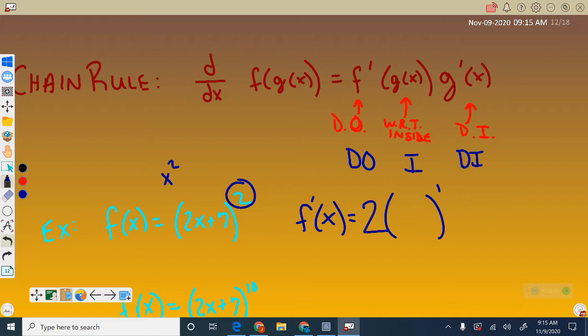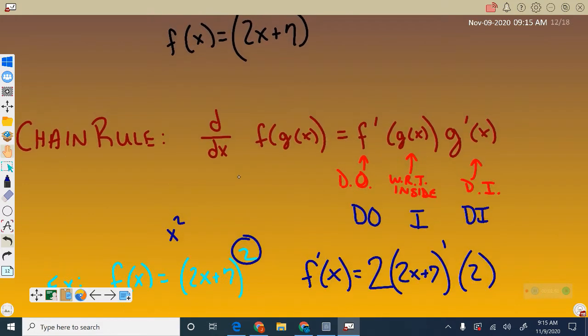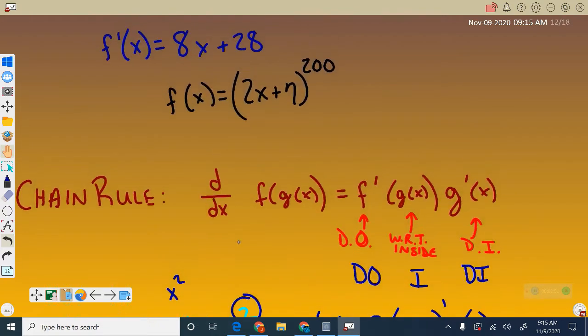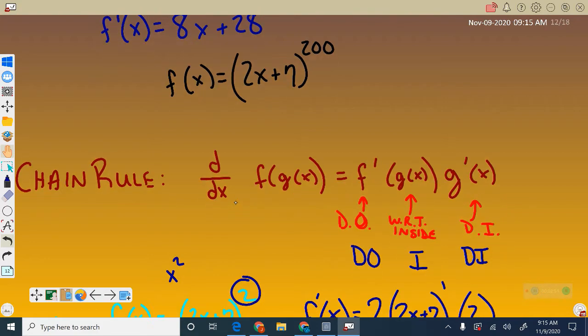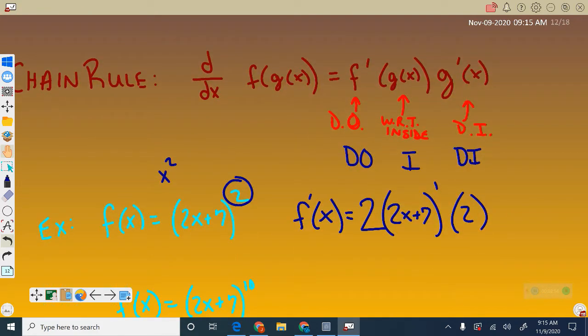With respect to the inside means keep the inside the exact same, and then times the derivative of the inside. Now, does that look the exact same as what we just did up here, 8x + 28 as our answer? Well, not really, but we can simplify this. I can multiply this 2 through, make it 4x + 14, and we still have a times 2 at the end. So yes, that would become 8x + 28. So that looks the exact same, which is great.